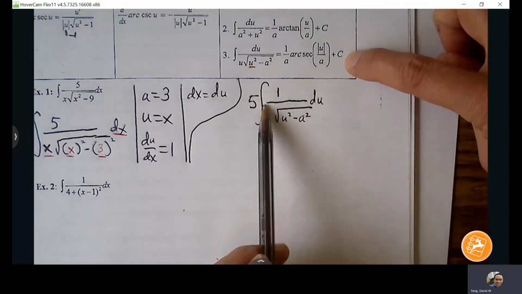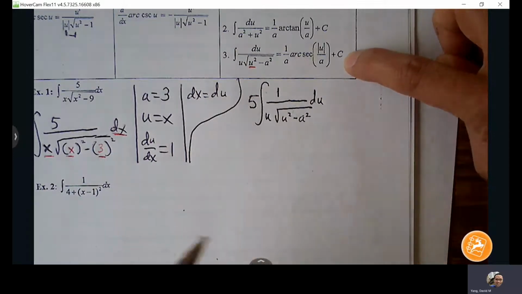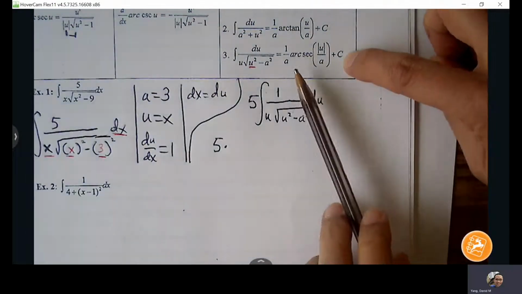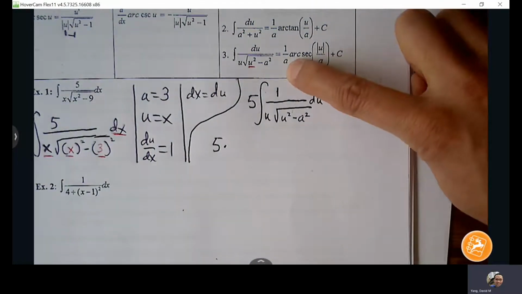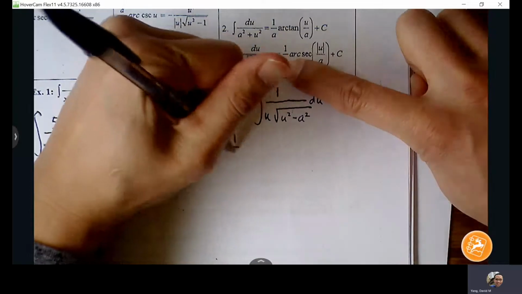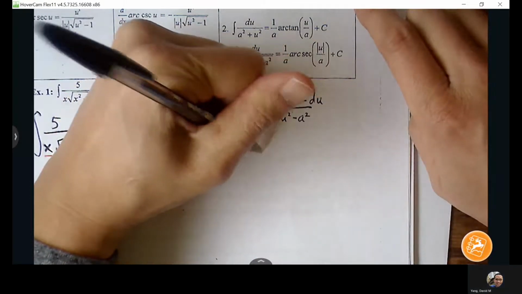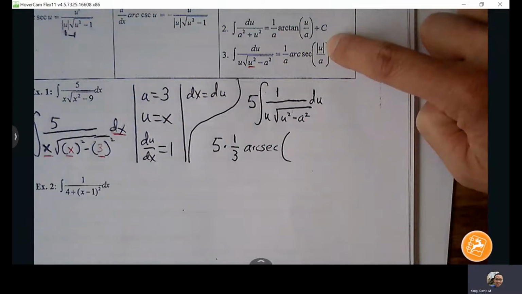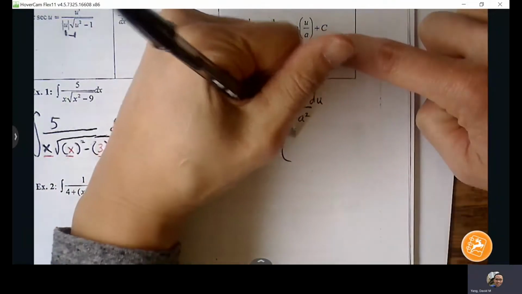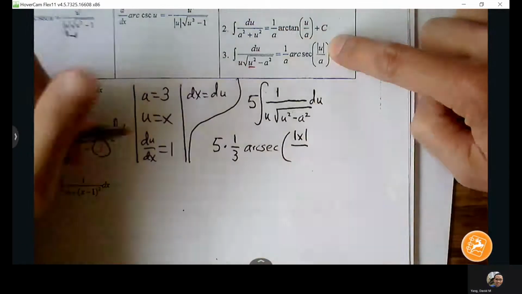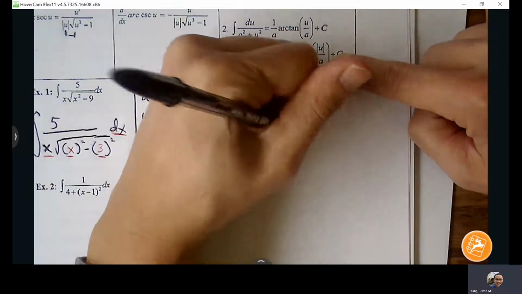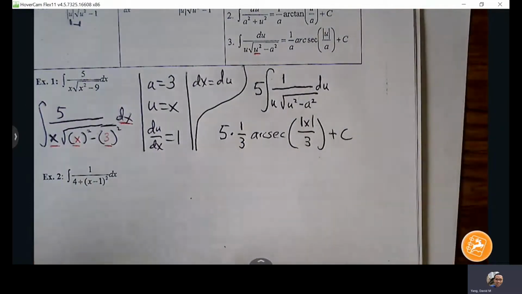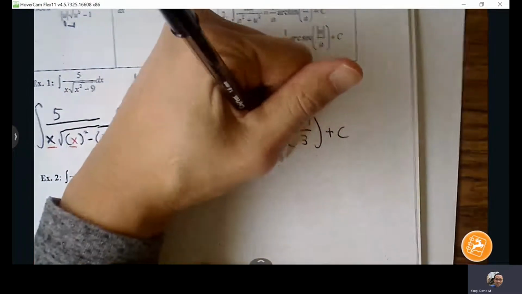The 5 is not part of the rule, but it's a coefficient, so it has to stay in our answer. Next up is 1 over a. What's our a value? 3, so 1/3. Arc secant, the u value is x, so put it in that form as the value of x over a, which is 3, plus c. You leave it like this, but I see a quick way for me to clean this up a bit. I'm just going to make it 5/3.